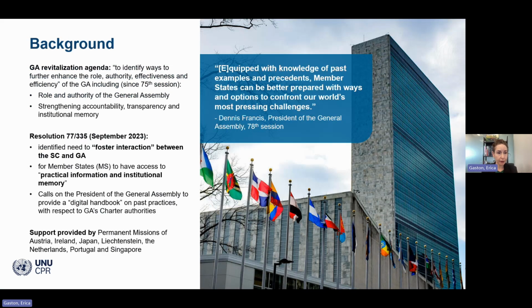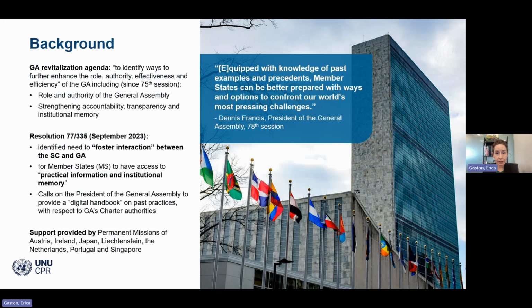Just to give you a little bit of background on how this handbook came about, the starting point was not us. The starting point for this was the General Assembly. For many, many years, there's been a revitalization agenda within the General Assembly to further enhance its role, authority, and effectiveness. Particularly within that, there's an intent to explore the different roles, functions, or authorities of the General Assembly, and how to strengthen things like accountability or institutional memory so that it works more effectively.